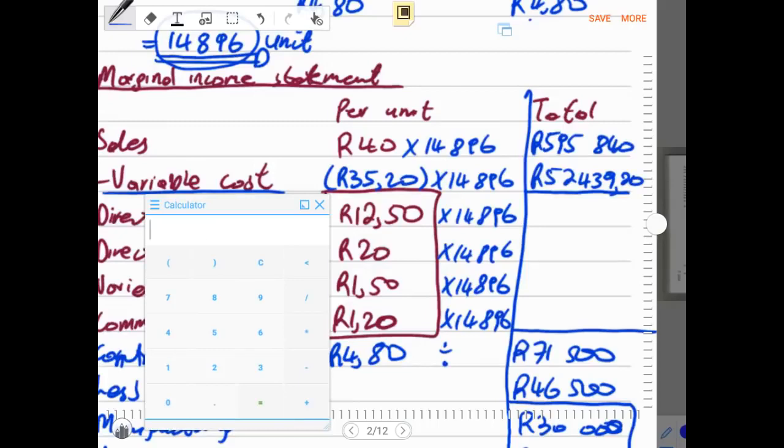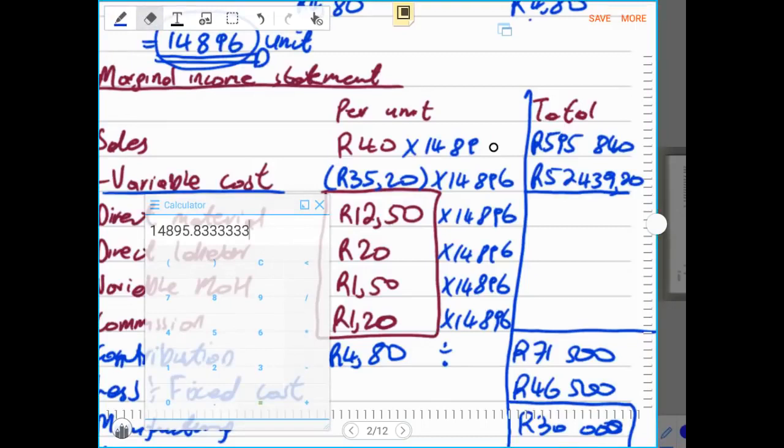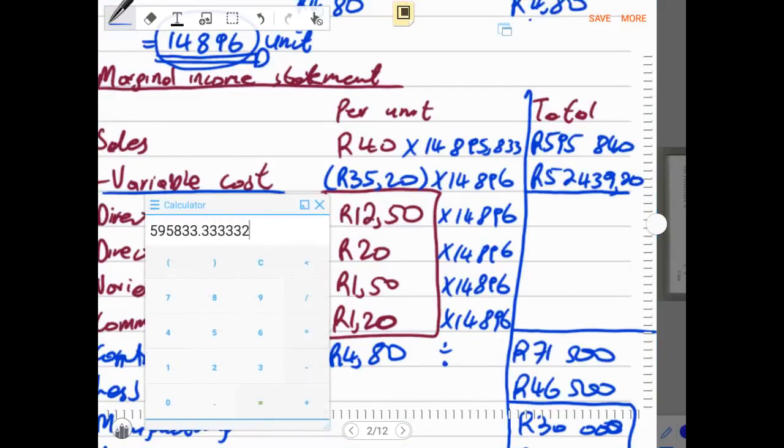Now let me just take the decimals for the number of units so that everything gets to be perfect. Let me take the 71,500 divided by 4 rand 80 cents, and let me take 3 decimals just to get to the exact 95.833. Times this by 40, it will be this amount. Then you say minus 52,439.20.